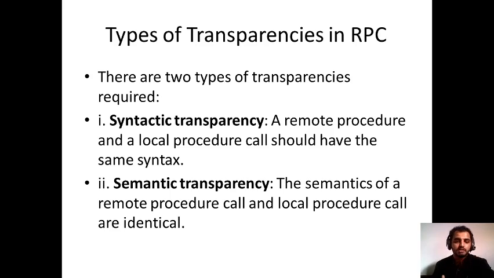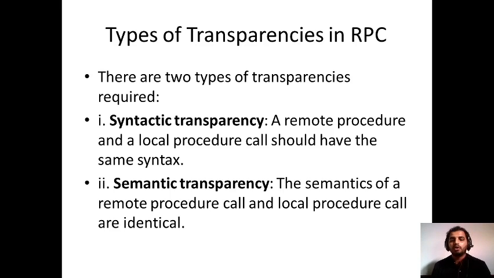So this should be the same from the university to the college. This is what we call syntactic transparency. Now the second one is semantic transparency. What do you mean by the semantic transparency?